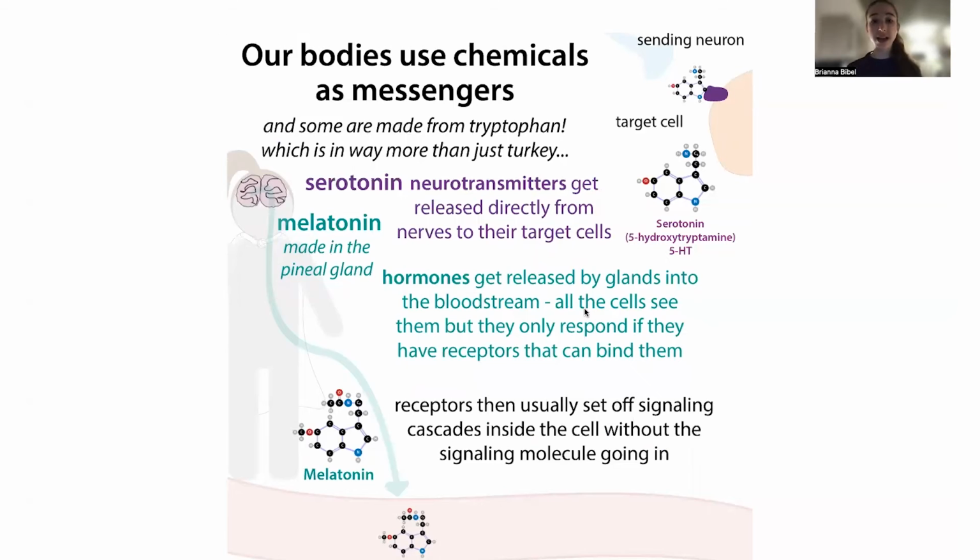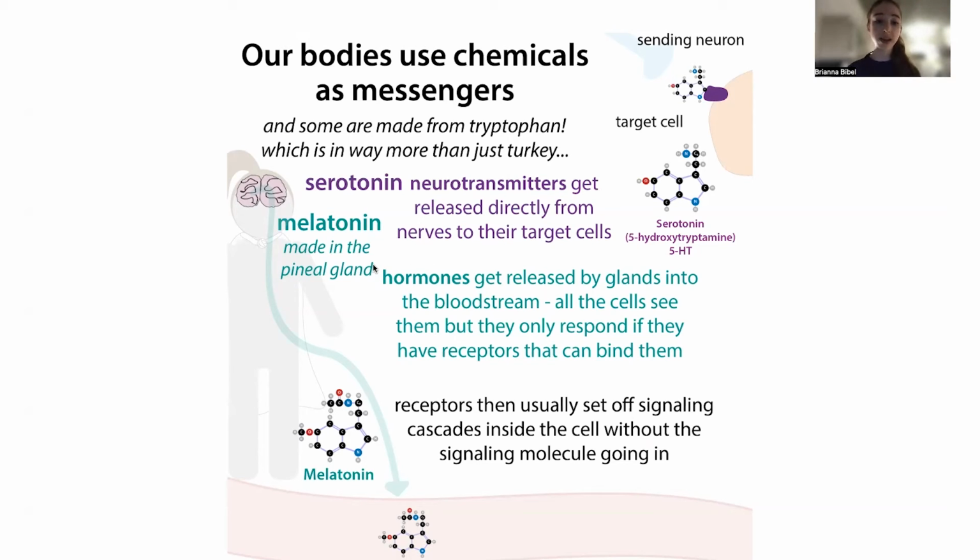Serotonin is used as a neurotransmitter, which means that it gets sent from a brain cell, from a neuron, to a neighboring cell. And so it's going to be sent these really short distances from a neuron to another cell. Melatonin is going to be a hormone, and so it's made in the pineal gland. And when you see gland, think hormone.